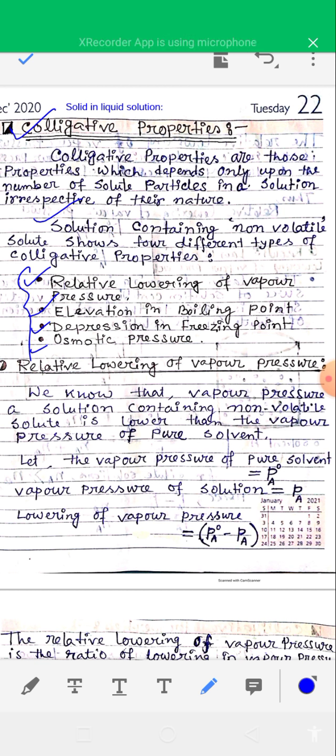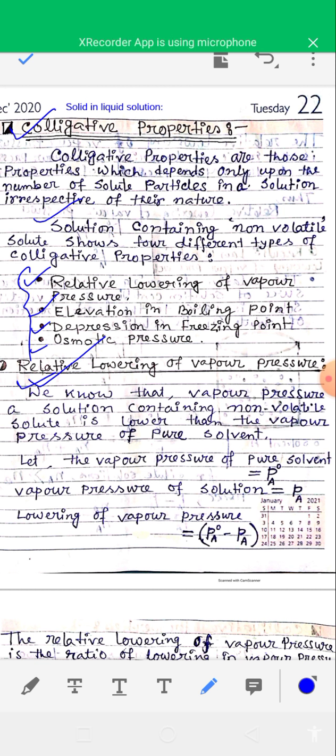Okay, so the first type of qualitative property is relative lowering of vapor pressure. You know, the vapor pressure of a solution containing a non-volatile solute is always lower than the vapor pressure of pure solvent. In the previous video I have also told that the vapor pressure of a solution is always less than that of the vapor pressure of pure solvent.